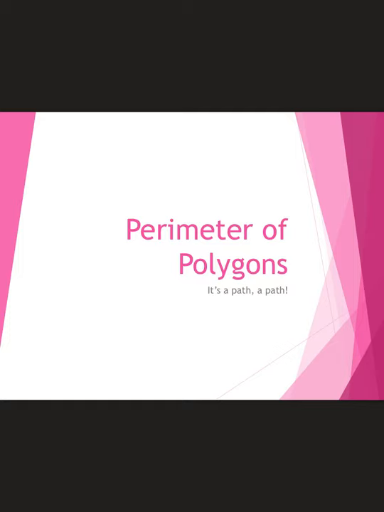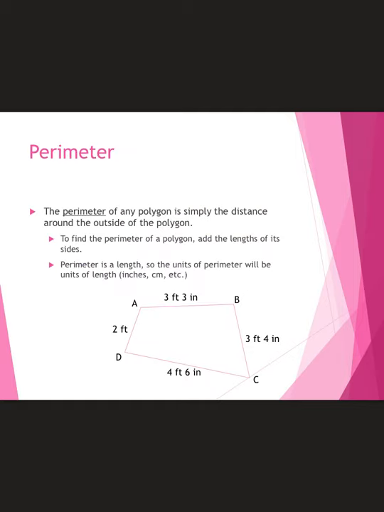So looking at perimeter. The perimeter of any polygon is simply the distance around the outside of the polygon. So to find the perimeter of a polygon, you're just going to add up the lengths of its sides. Perimeter is a length, so the units of the perimeter will be units of length. So inches, centimeters, miles, feet, yards, whatever it may be. And here you can see an example of that.